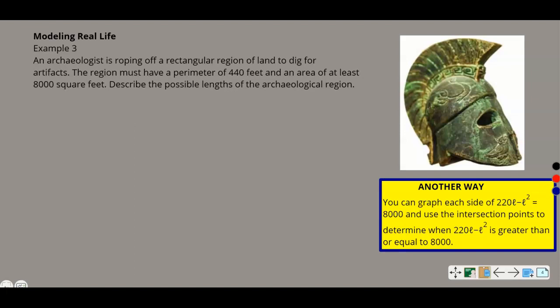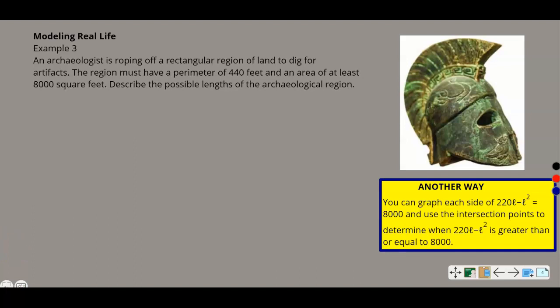Solving quadratic inequalities, part 3. Example 3 says, an archaeologist is roping off a rectangular region of land to dig for artifacts. The region must have a perimeter of 440 feet and an area of at least 8,000 square feet. Describe the possible lengths of the archaeological region.